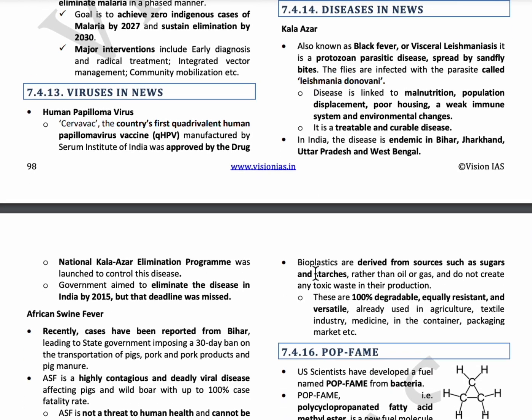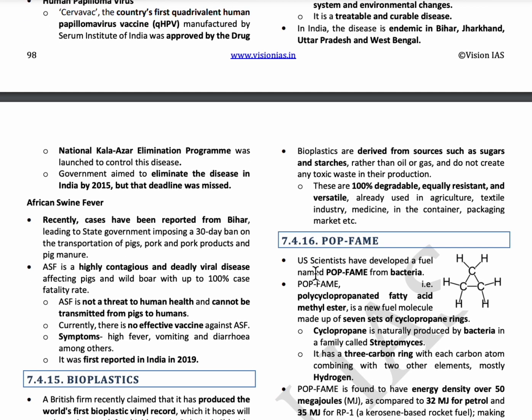The next topic is diseases in news. Black fever is a protozoan parasite disease spread by sandfly bites. In India, this disease is endemic in Bihar, Jharkhand, Uttar Pradesh, and West Bengal. Next is African swine fever. It is a deadly viral disease affecting pigs and wild boar. This disease cannot be transmitted from pigs to humans. It is a non-zoonotic disease.